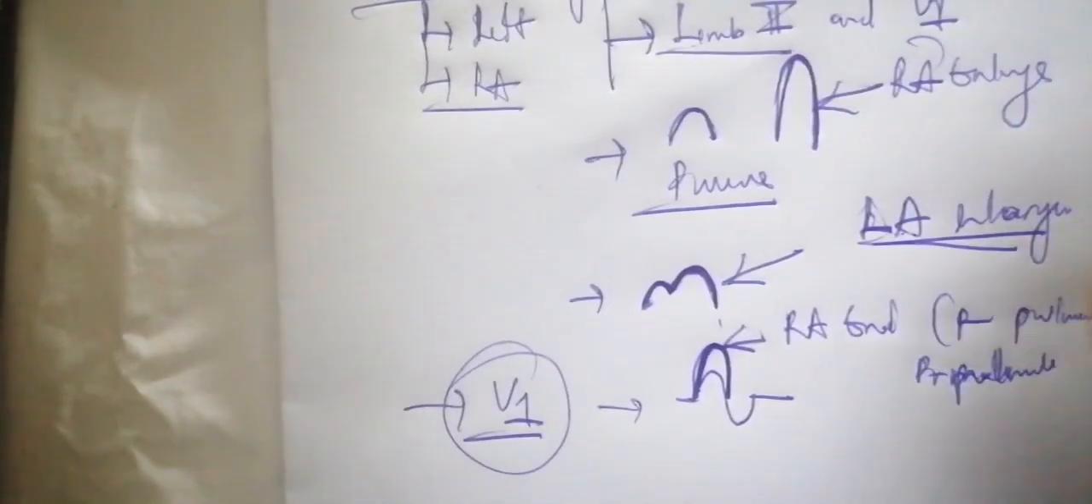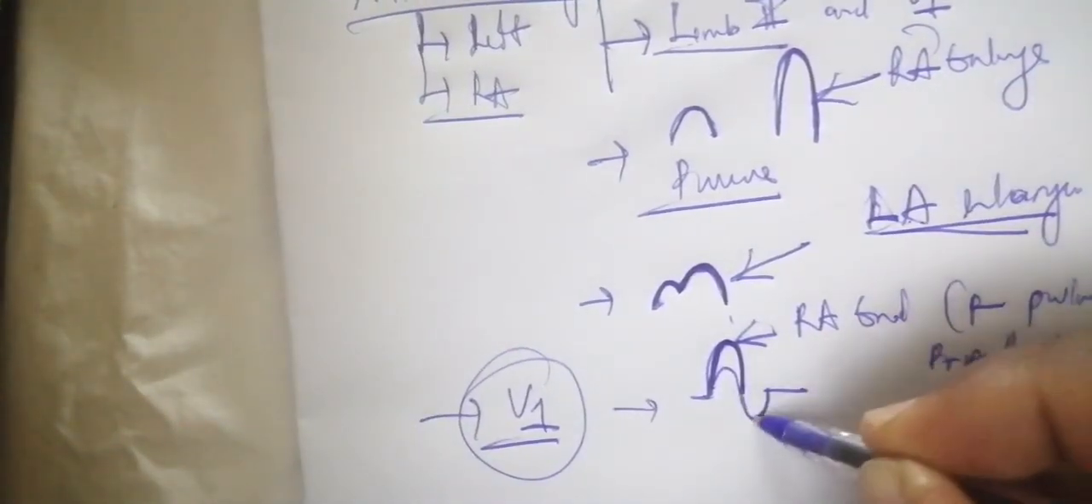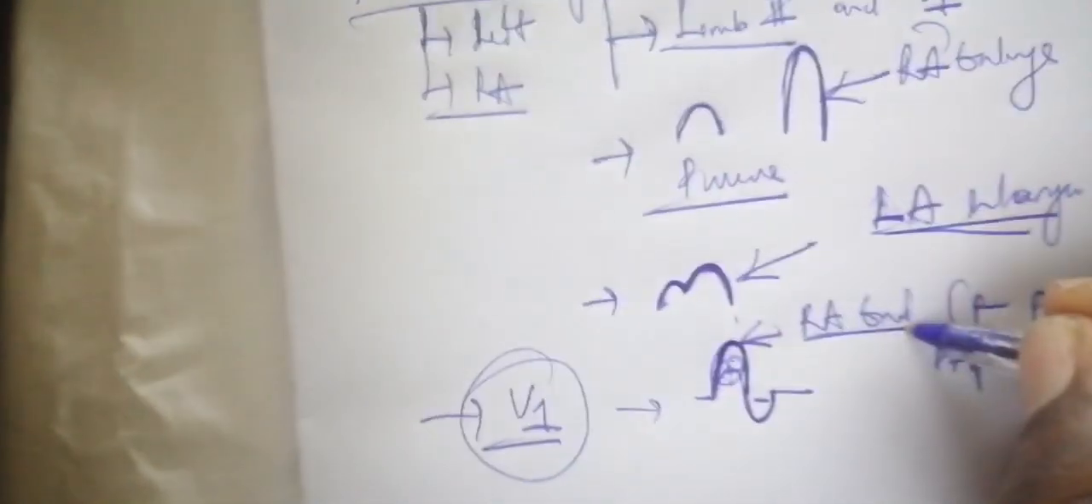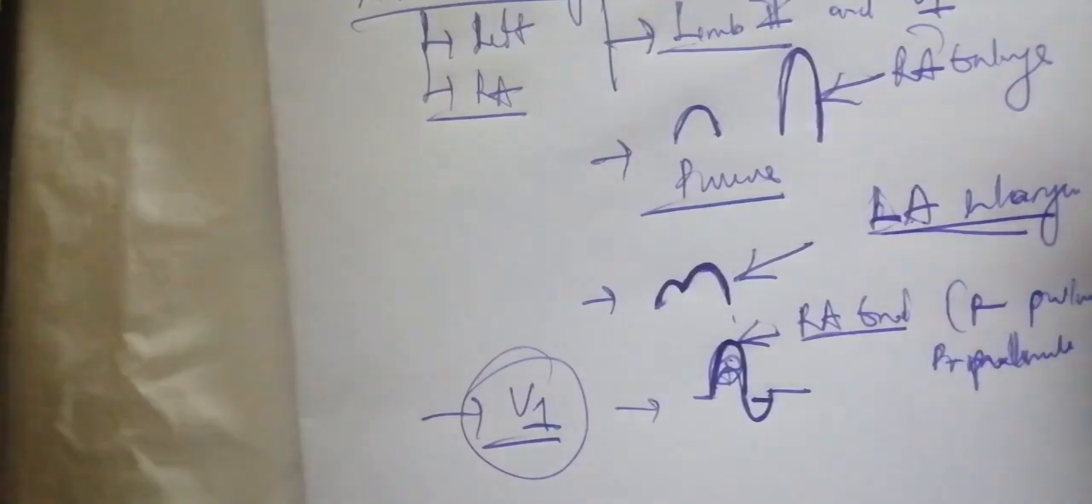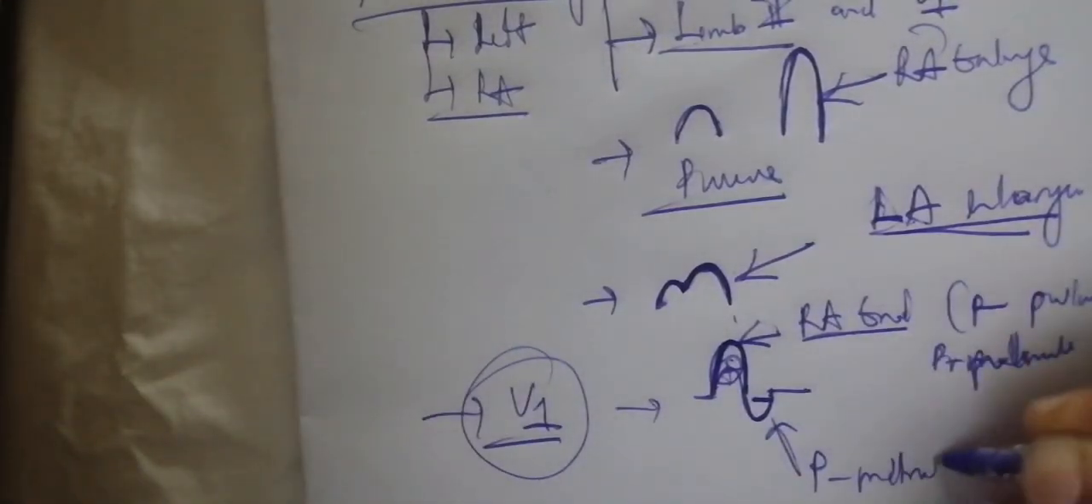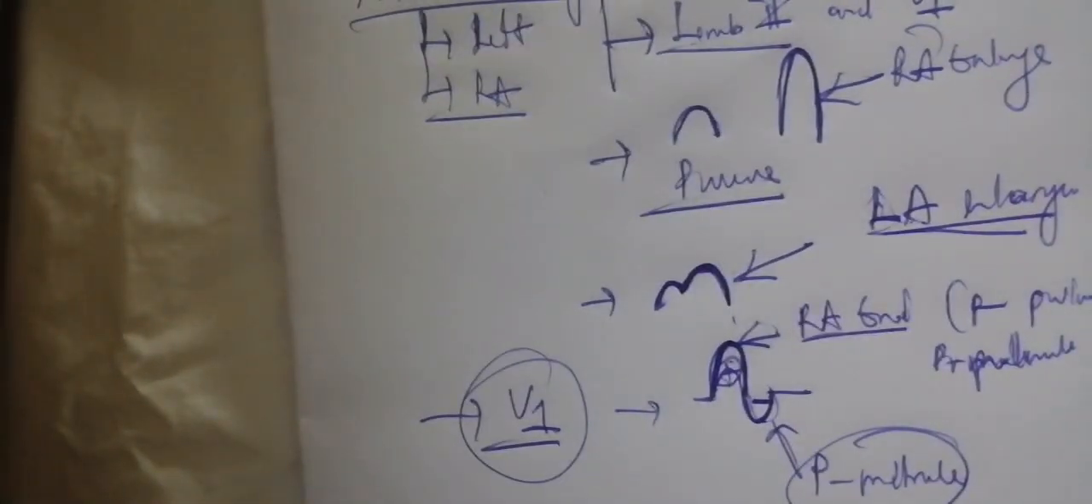Right atrial enlargement, and an increase in this positive wave is called P pulmonale. When you have an increase in the positive side, you call it P pulmonale, representing right atrial enlargement. If you have an increase in the negative side, it corresponds to a P mitrale. And P mitrale corresponds to a left atrial enlargement.